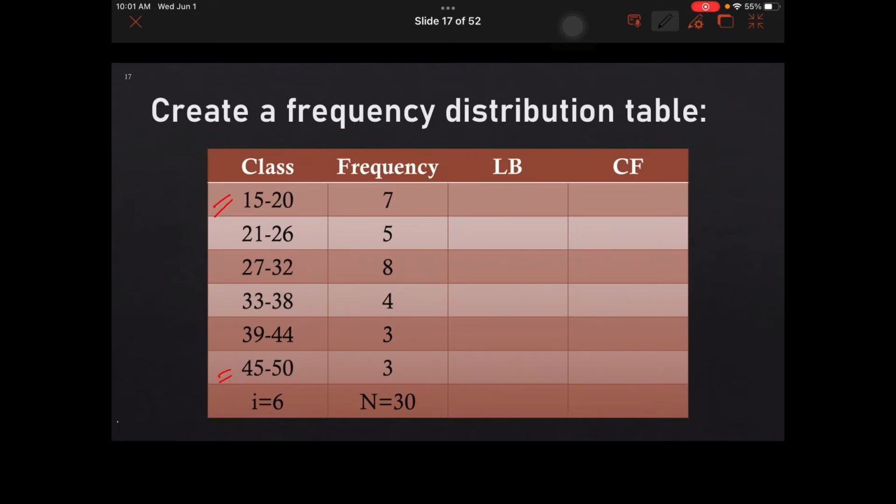Kukuha po tayo ng smallest, tapos magma-minus 0.5 po tayo. So, that's 14.5. And then, after that, what you can do is you can keep doing that to each of the lowest score dun sa inyong class, or pwede pong you will keep adding your interval. Okay? So, in this case, plus 6, 20.5. So, kung i-check nyo, ang 21 minus 0.5 po ay 20.5 din.